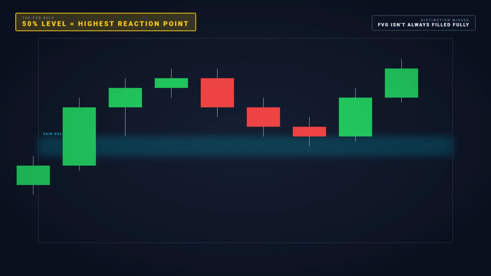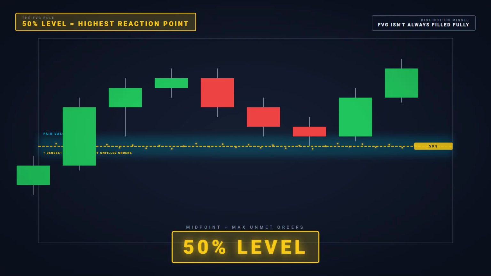Now here's the distinction most traders miss, and it directly affects where inside the FVG you should be looking for a reaction. Price does not always fill an FVG completely. A full fill, with price trading all the way through the gap, is possible, but it's not the highest probability reaction point. The 50% level of the FVG is. The midpoint of the imbalance zone represents the area of maximum unmet orders, the deepest concentration of unfilled transactions left behind during the impulse. When price returns to the FVG and reaches that 50% level, it's touching the densest part of the imbalance. That is where the reaction probability is highest.